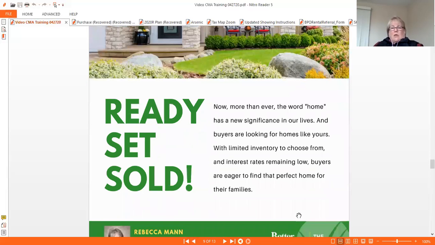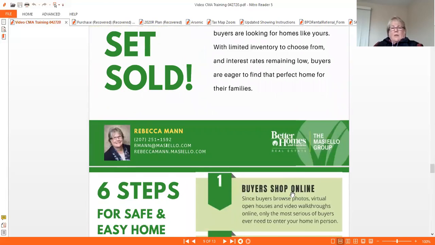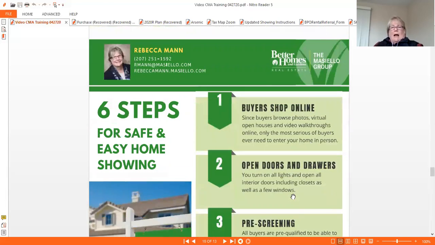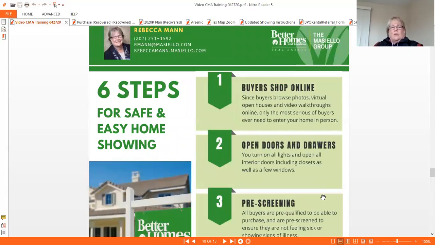Okay, and again, we talk about that limited inventory that we have on the marketplace and that pent-up buyer demand that's out there. So what we're going to do is really talk about these 6 steps on how we're going to make your home safe, and also safe for you, so for the buyers as well as you, the owners of the home.